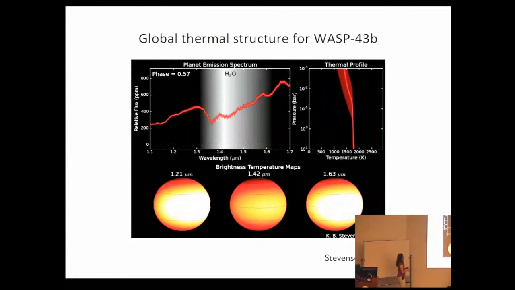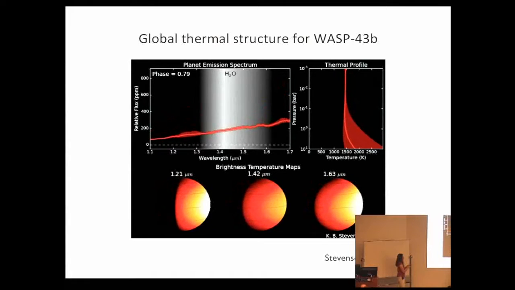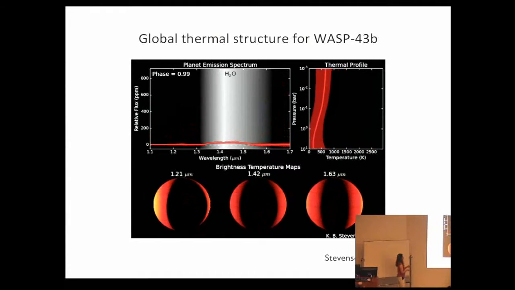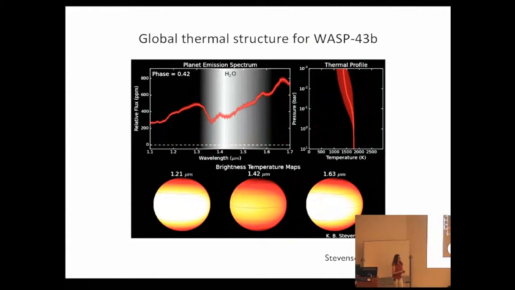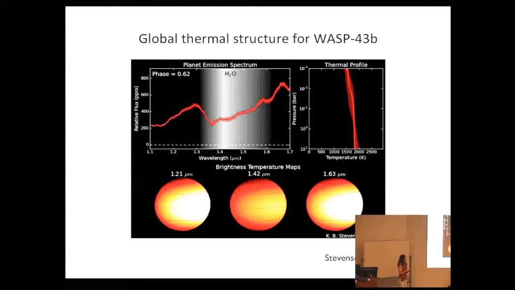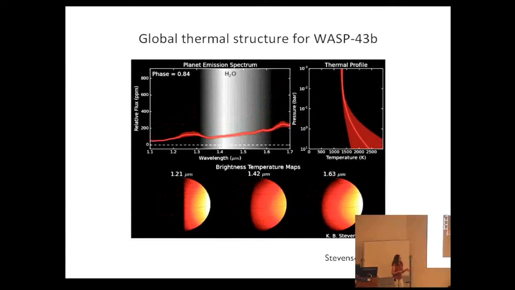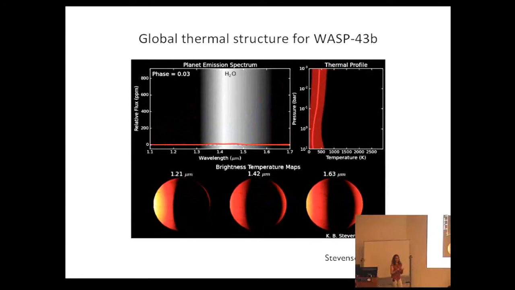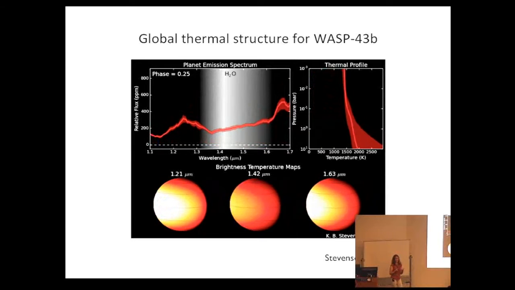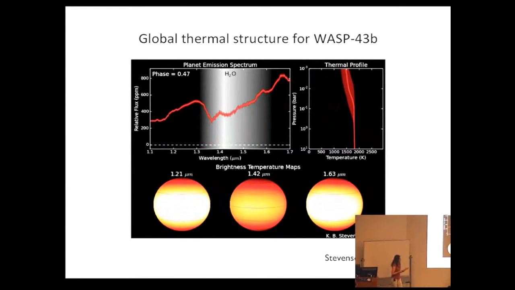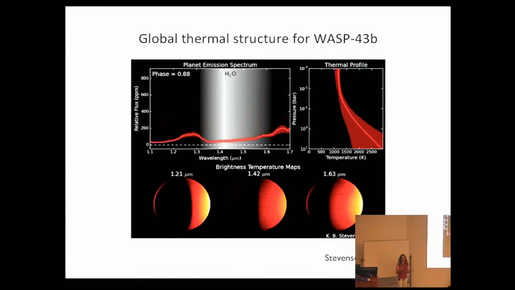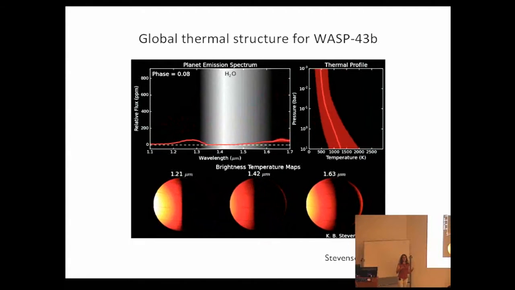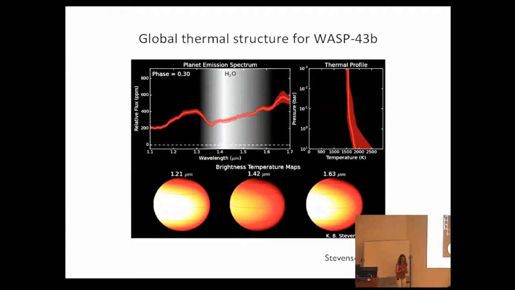So the middle one is in the middle of the water band at 1.4 microns. And so the planet is fainter at those wavelengths because we're observing higher up in the atmosphere. And so this is a tremendously powerful technique in constraining the 3D thermal structure of the planet's atmosphere. We can compare this with GCM modeling to check and see whether such a complicated thing to solve is actually coming out correctly, and it turns out that it is.